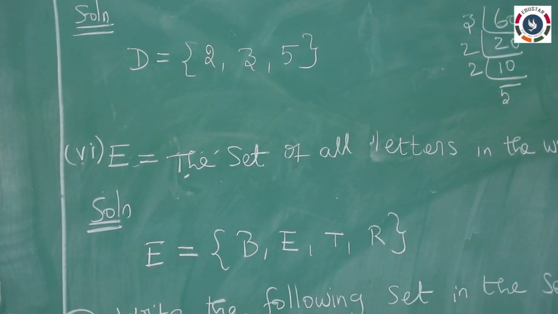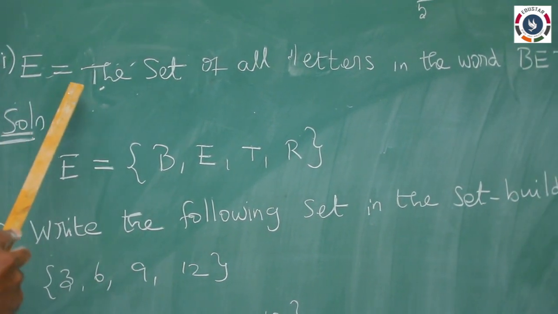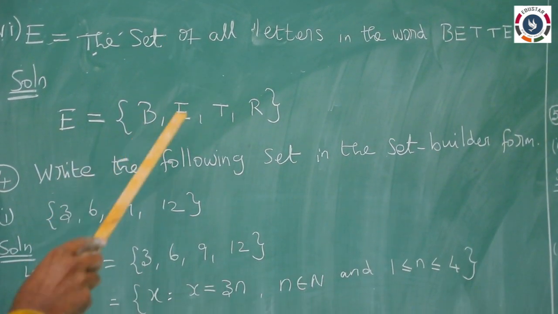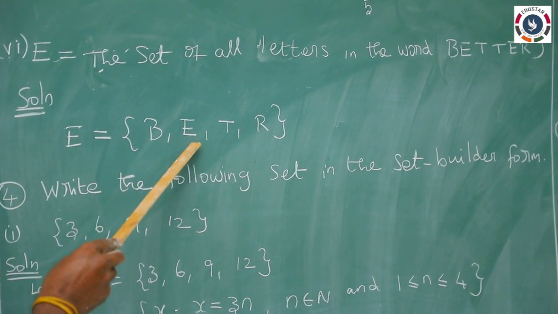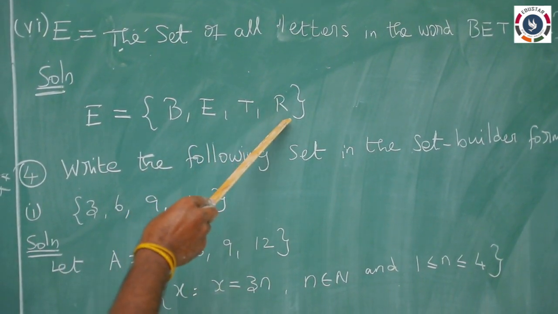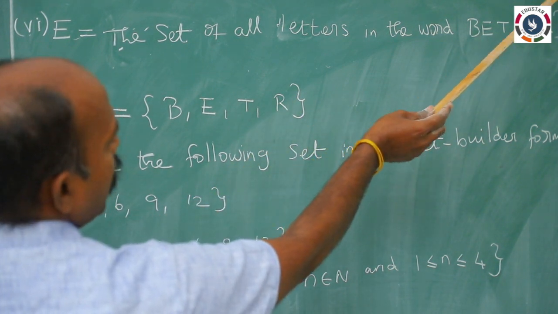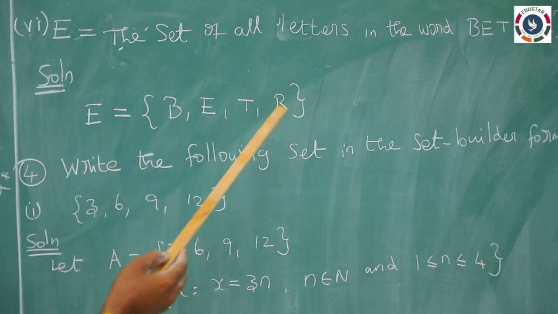Next one, E. In this problem, E equal to the set of all letters in the word better. So, E equal to {B, E, T, R}, because E is repeated 2 times and T is repeated 2 times. So, we put E equal to {B, E, T, R}.